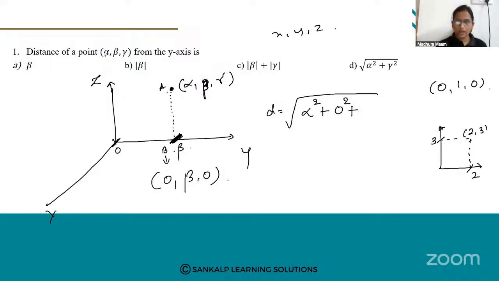Gamma, that is square. So what is this now? This is alpha square plus gamma square. That is your required distance, which is option D. Okay, this is the required distance.